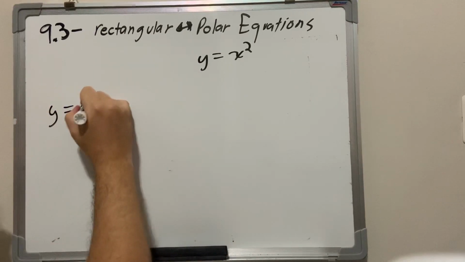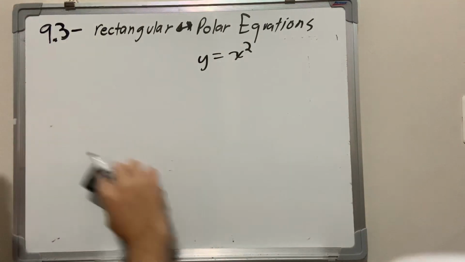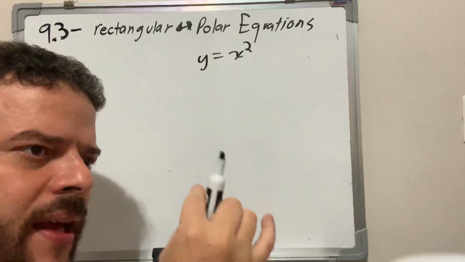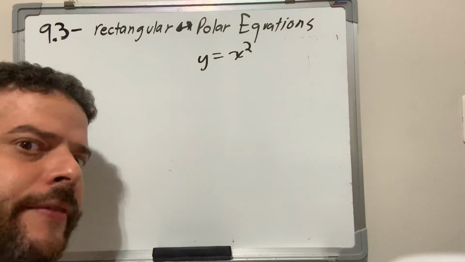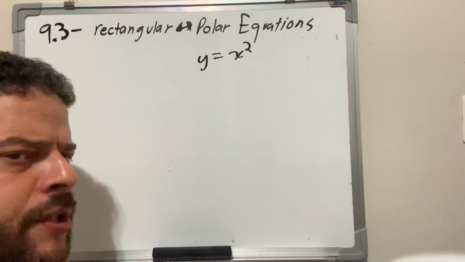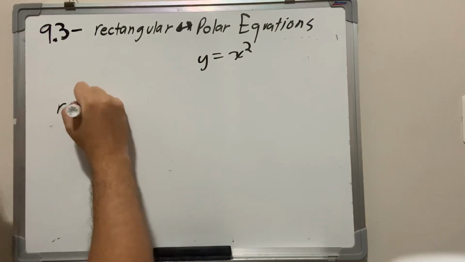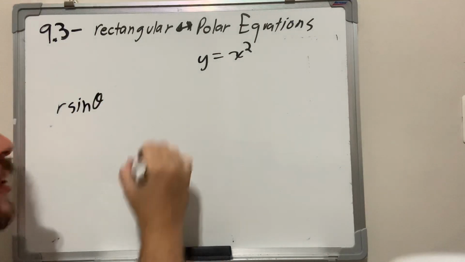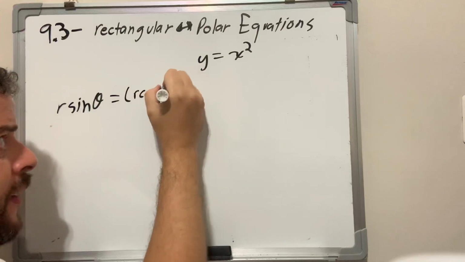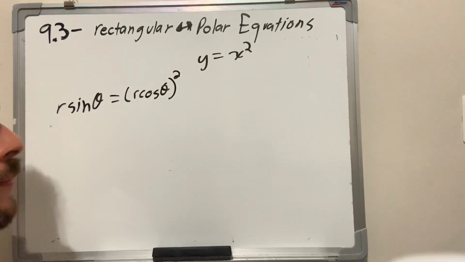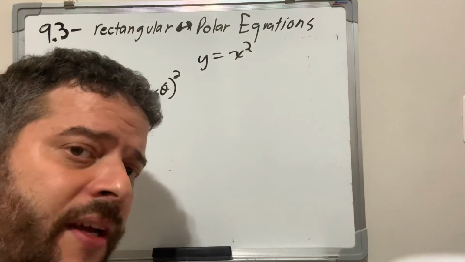Y equals x squared. This one's slightly trickier, but again, the advantage is it's the exact same process. Every time you see a parabola, just do this. Change the numbers if needed, done. You're going to change your y for r sine theta. As usual, you're going to change your x for, you guessed it, r cosine theta, squared. All I did was change my y's and x's for sine theta, cosine theta.